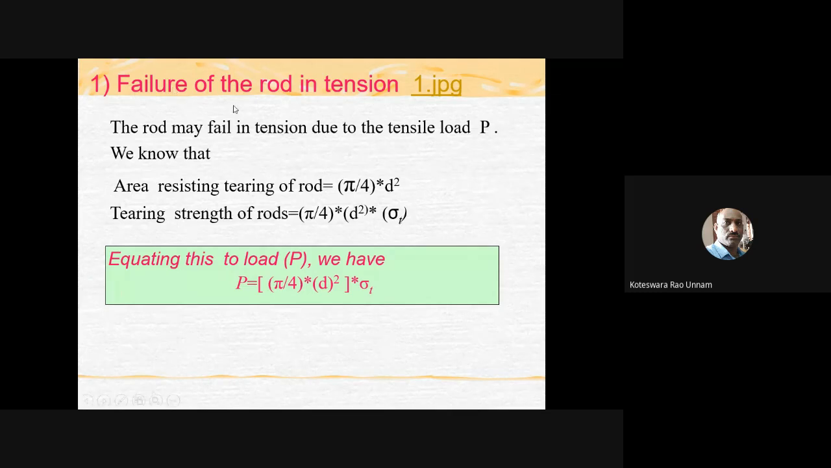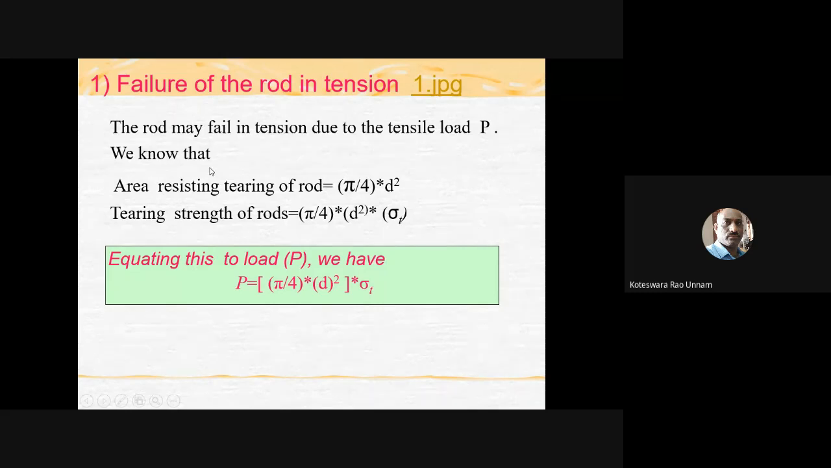First, by considering the failure of the rod in tension, you can find out the diameter of the rod, which is denoted by small d. For that, you need to consider what is the tensile strength of the rod. Tensile strength of the rod is given by pi/4 into d square into sigma t. If we equate this to the applied load, you will get the diameter d. That is the diameter of the rod.